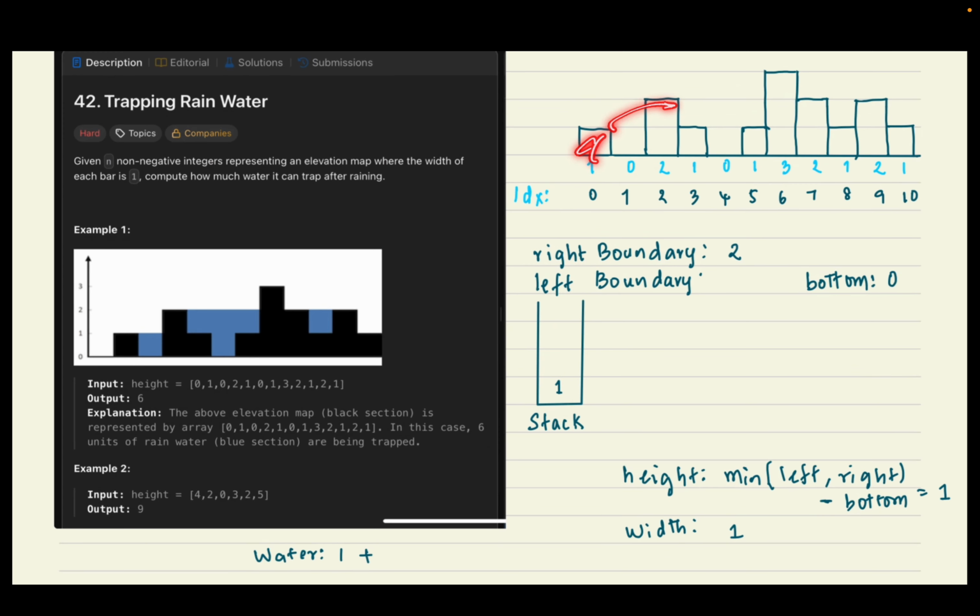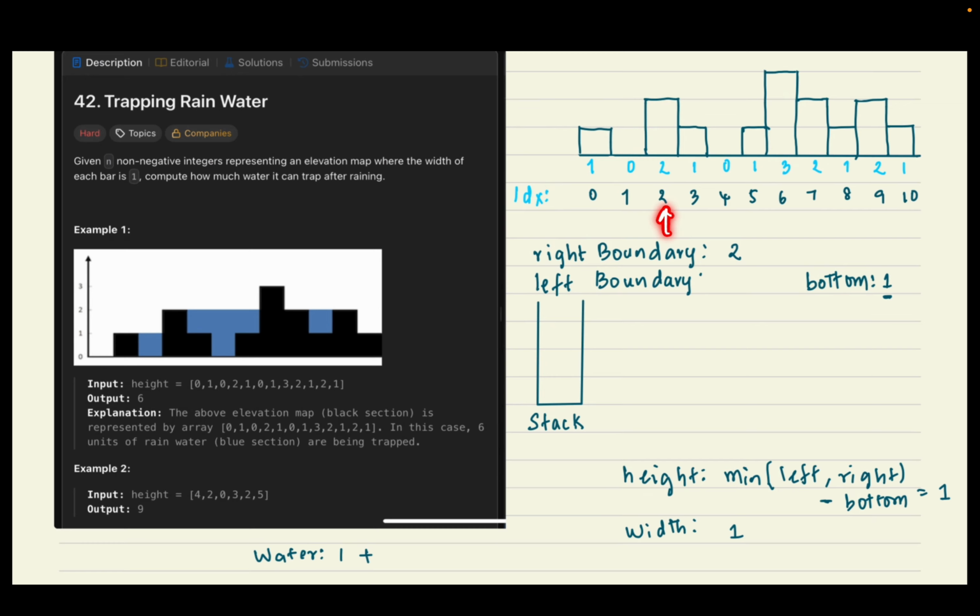So I will be taking 1 out of my stack, and I will be having it as bottom. Now my stack is empty, and since my stack is empty, that means for 1 there is no left boundary at all. Whenever there is no left boundary, as the stack is empty, I cannot store any water over here. Now I will be simply processing going further.